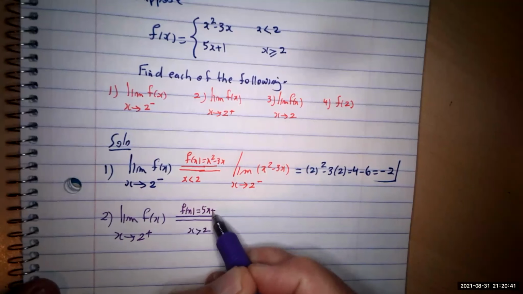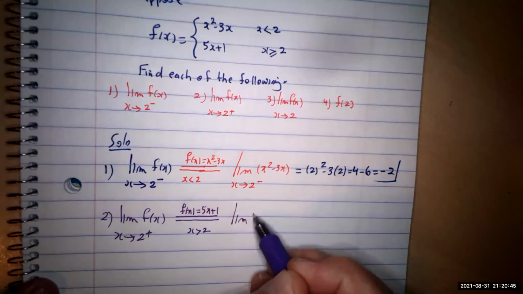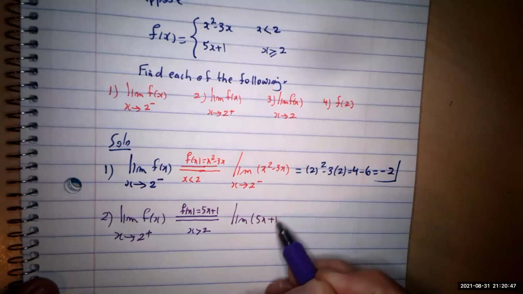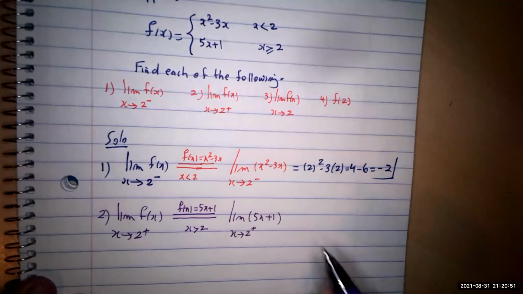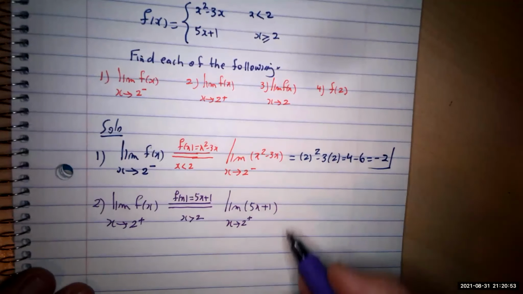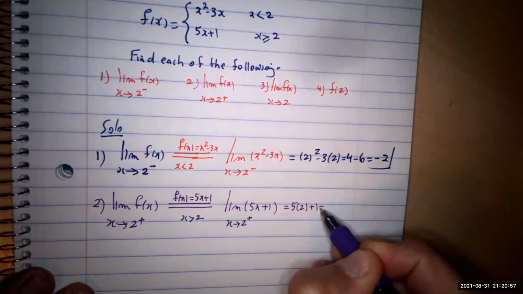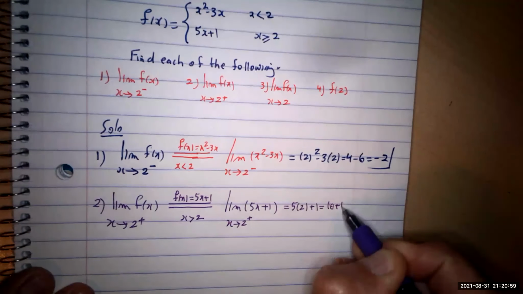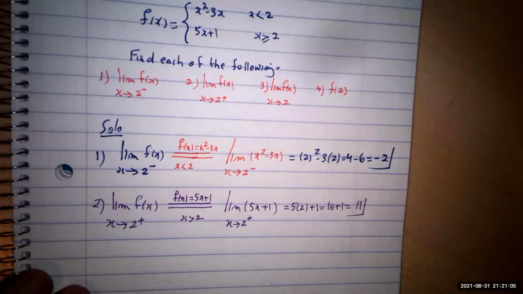On the test, just use it right away, but just explain it. So you have to find the limit of 5x plus 1 when x goes to 2 positive. This positive and negative is just a direction, you just substitute. So it's going to be 5 times 2 plus 1. 10 plus 1, which is 11. You see? The left and the right limits. Any question?